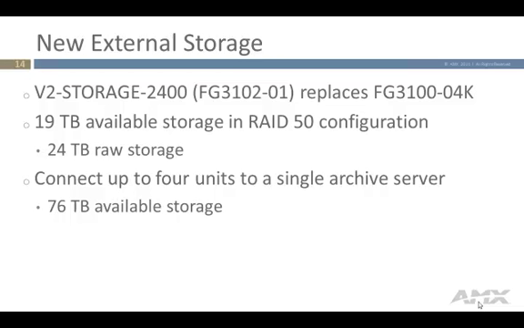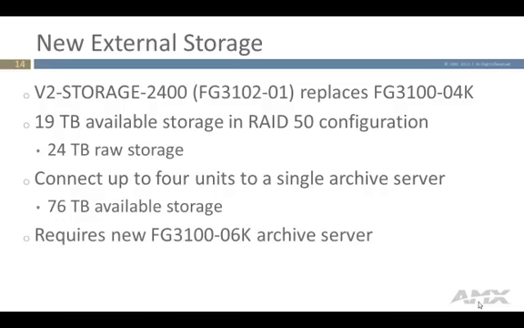And you have the ability to cascade up to 4 of these to a single archive server. With the previous model, you could only cascade 3. This one you can cascade 4. That basically gives you 76 terabytes of available usable storage if you put 4 of these units together. Now, one thing I should mention is that the connection mechanism between this external storage and the archive server is different. So we actually came out with a new archive server. It's the FG3100-06K. It's exactly the same as the old archive server, which was the -05K, only it has the new connection type that you need for this storage.